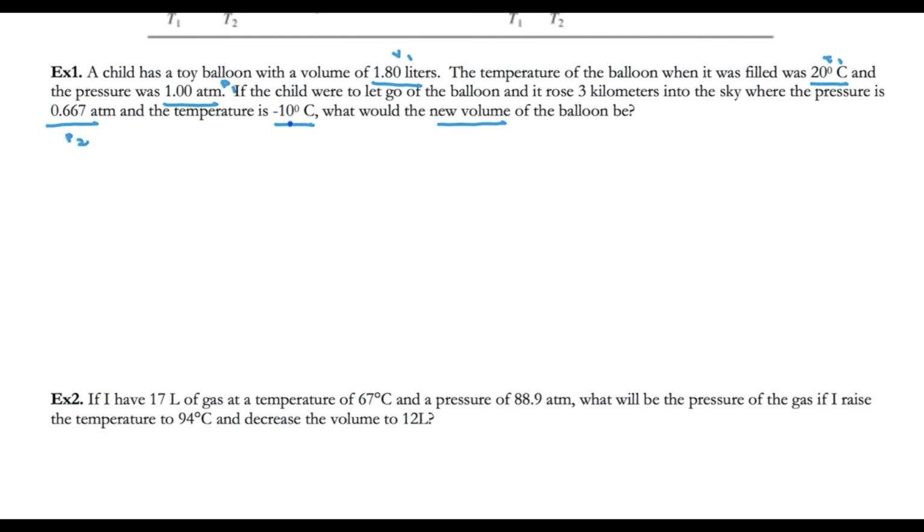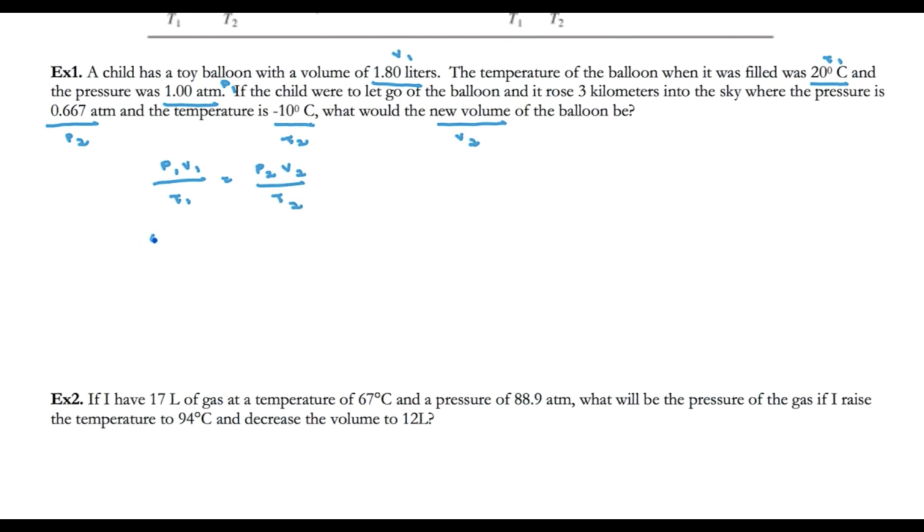My temperature is going to also decrease because that's what happens when you go up high in the atmosphere. And then I'm solving for my V2. The 3 kilometers is just extra information that you will not actually need to calculate this. Since I'm changing all 3 variables and not just 2, like I did for the 3 other gas laws, I need to use my combined gas law. So P1 V1 over T1 equals P2 V2 over T2. Okay, and now it's just a matter of plugging and chugging.